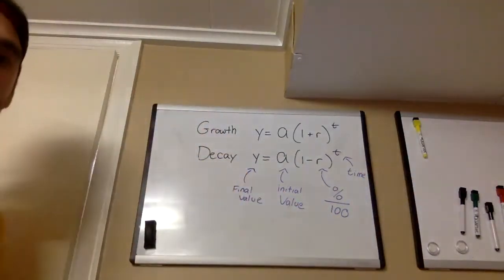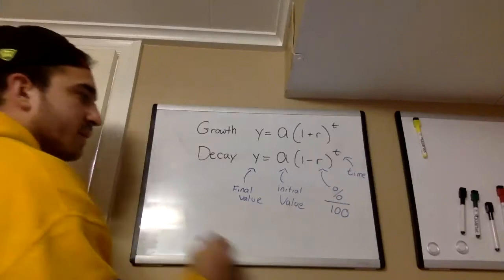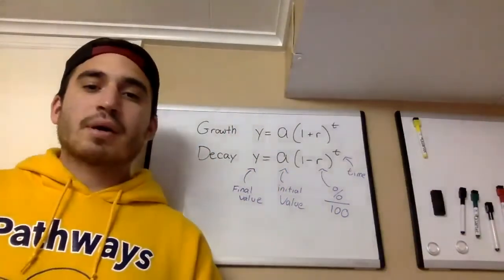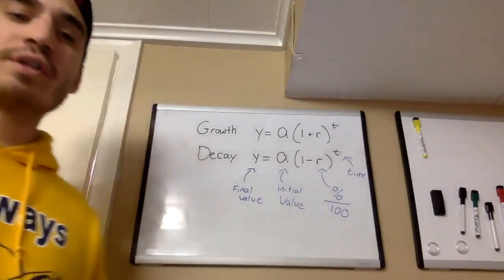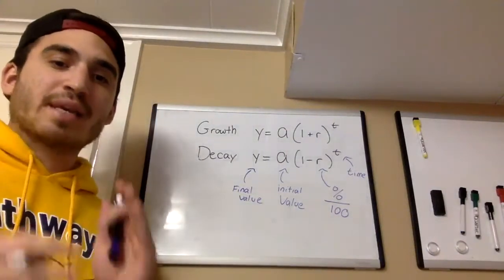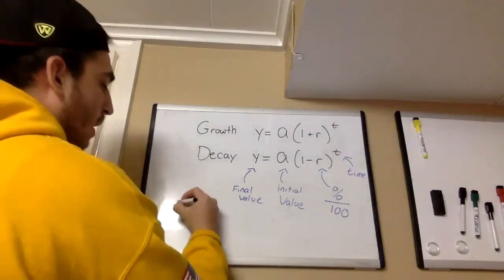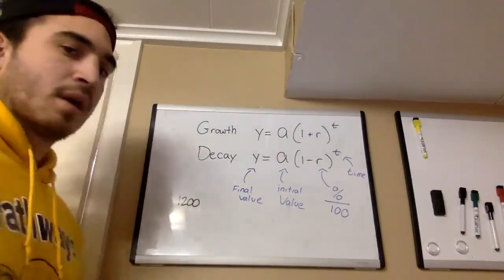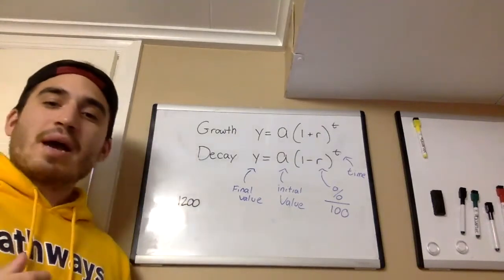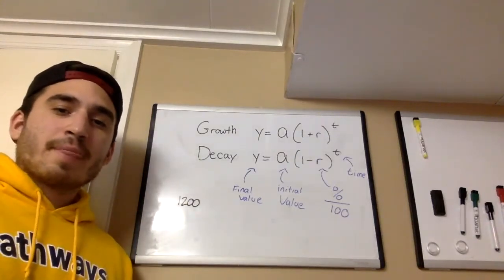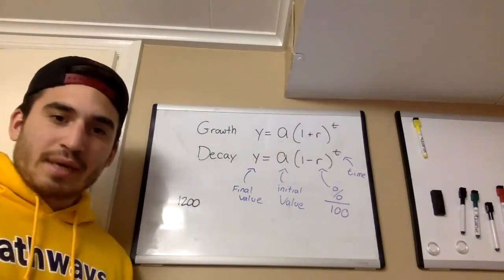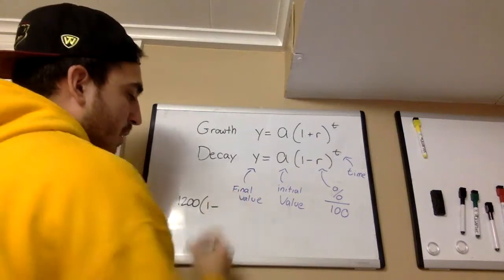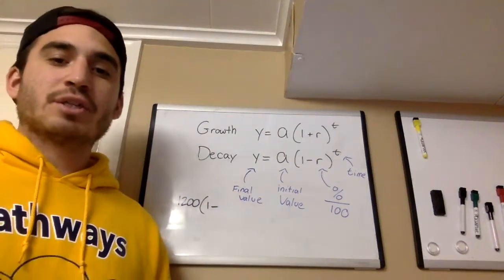So I'm going to do a quick problem off to the left. I'm just going to make up a problem right off the bat. Let's say I bought a car for $1,200. So since I bought it for that, that's my initial value. So I have $1,200. Then I realize as the years go on, my car depreciates, which means it's going to be decay. So I have 1 minus by 12% each year.